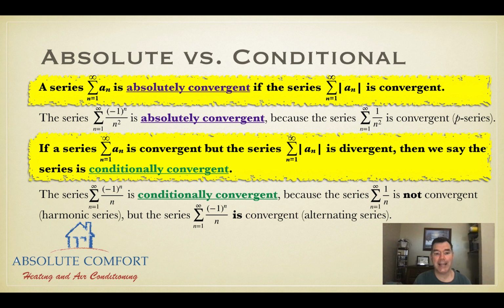Okay, so again, I can look at -1 to the n over n. That's conditionally convergent because if all the terms are positive, we've got the harmonic series, which is not convergent.